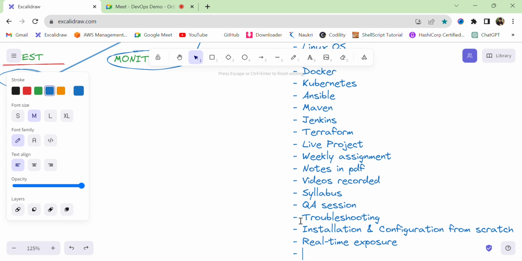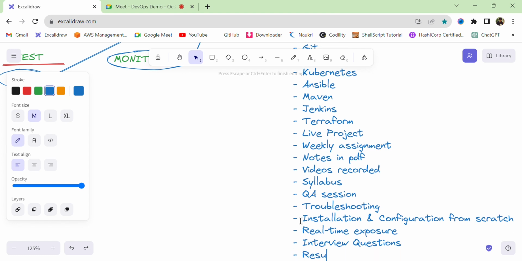Not only that, I will also help you out with the interview questions. I've already gone through many interviews, and I know what questions are asked in the interviews. So while I'm taking the sessions, I will tell you that this is a part of the interview questions, and I will also highlight it in the notes, so that I can help you out with the interview questions.